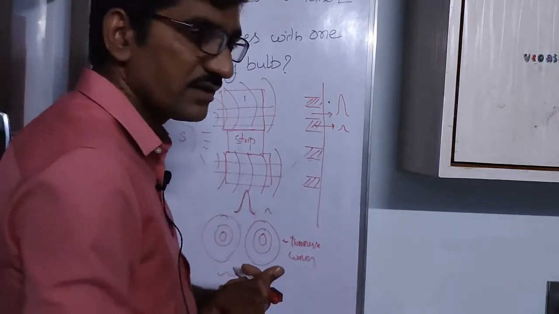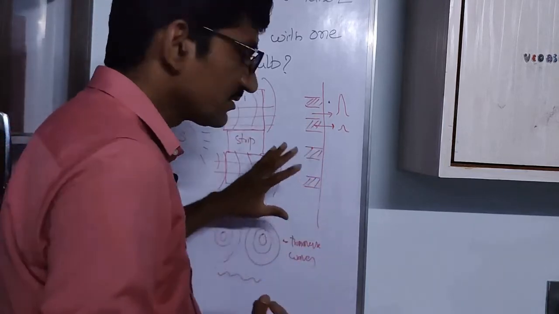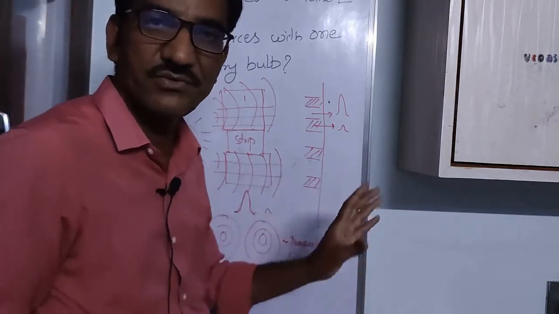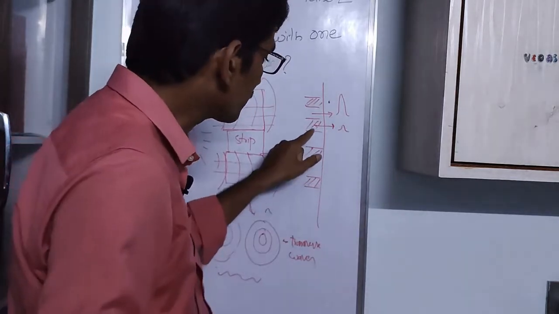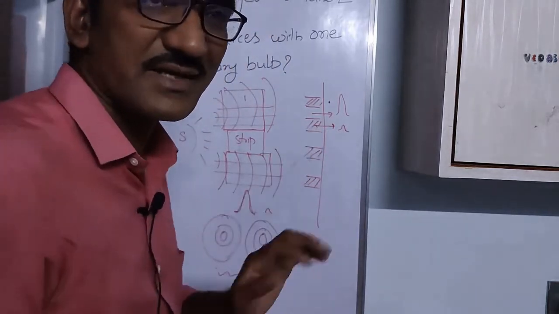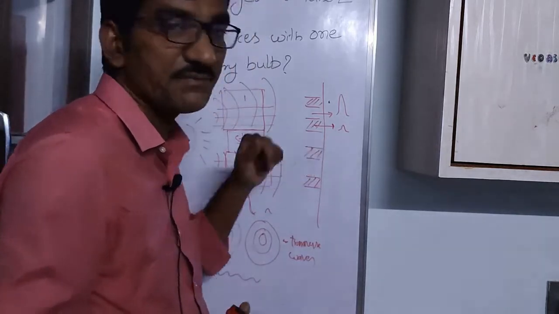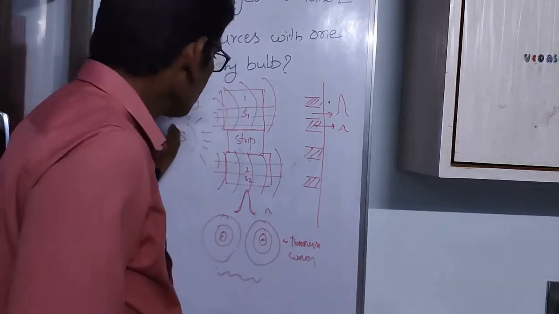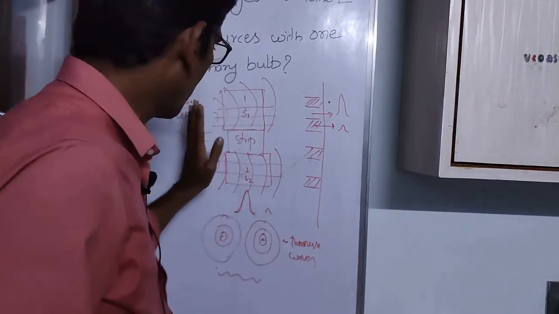They do have the crest and troughs, and there is a possibility of overlapping of crest and trough. When crest and trough overlap with each other, then you are going to see the dark band. When crest and crest overlap, then you are going to see the bright band. See what is happening, this ordinary light is coming out.